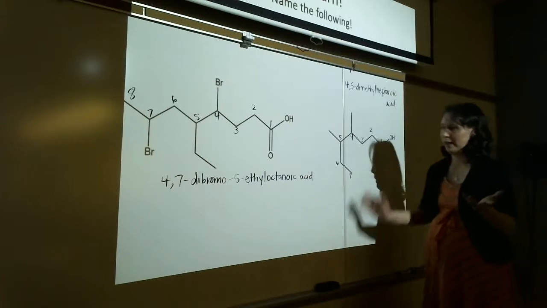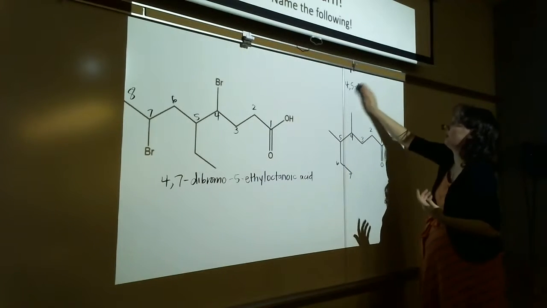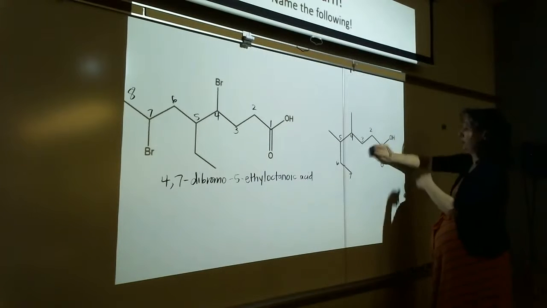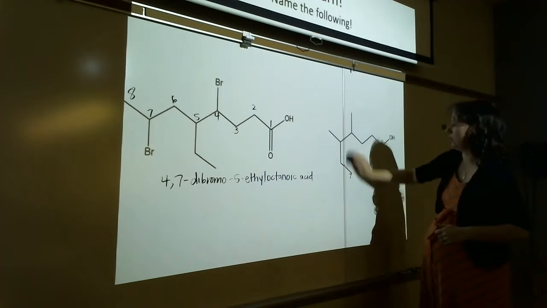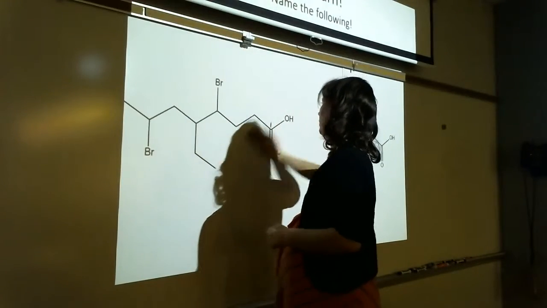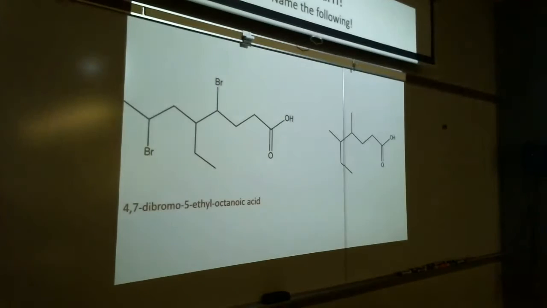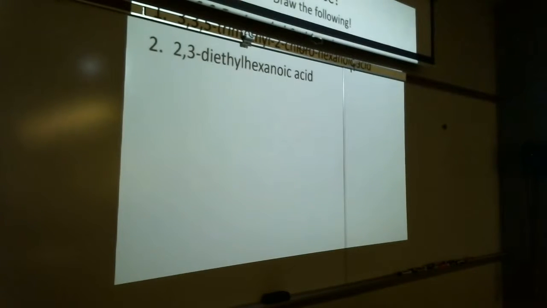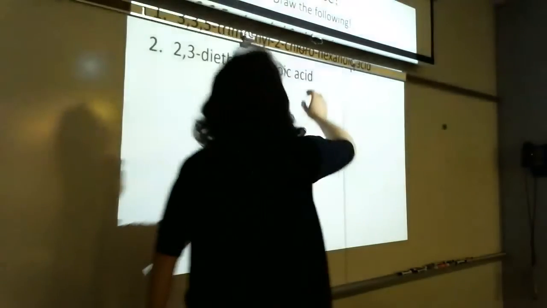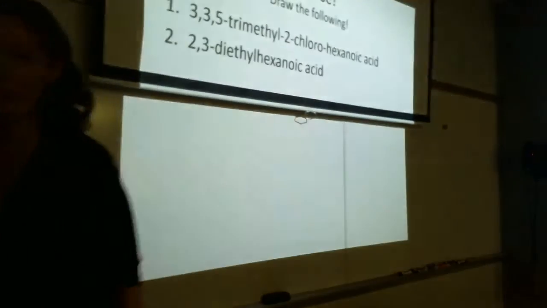So no worse than naming aldehydes. In terms of locating carbon number 1, it's going to be the one with the functional group. And then all you need to do is worry about any substituents you might have. And obviously your parent chain, just pick the longest one. Okay, I'm going to let you try these. I'll pause the video and let you try these.